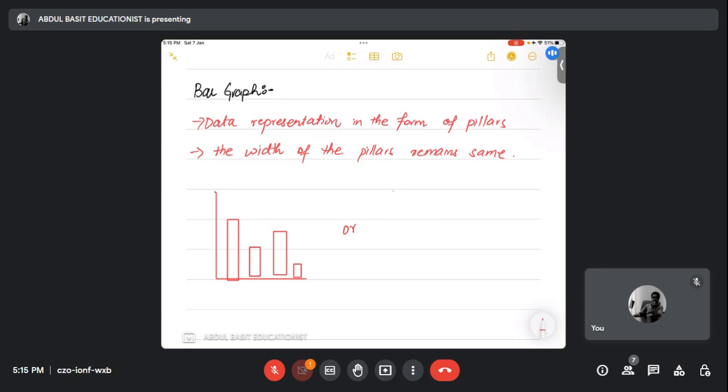Or it can be something like that. Horizontal pillars. There are two styles, one is vertical style, one is horizontal style, so you can use either way, but in the exam this one is the most frequently used and asked by the examiner. Is this clear, everybody?